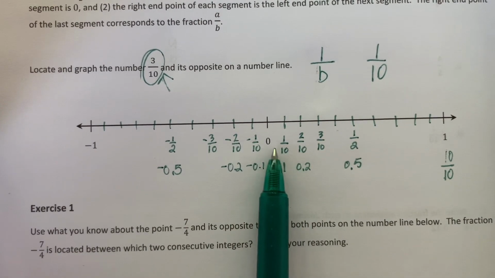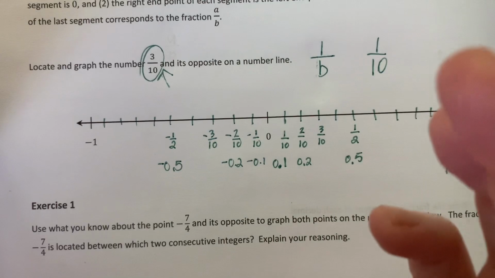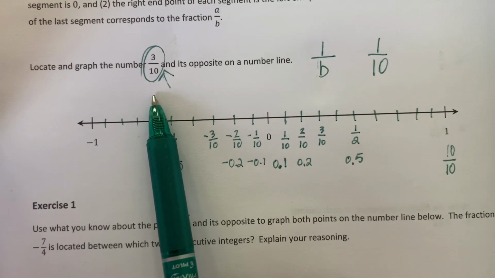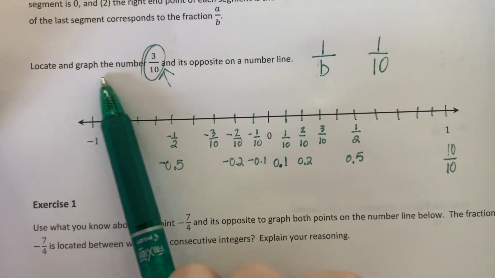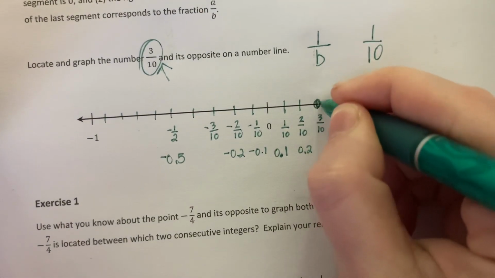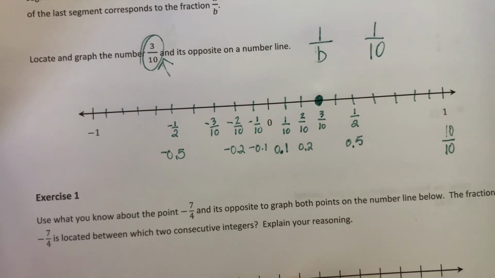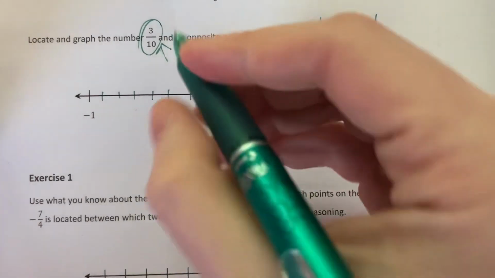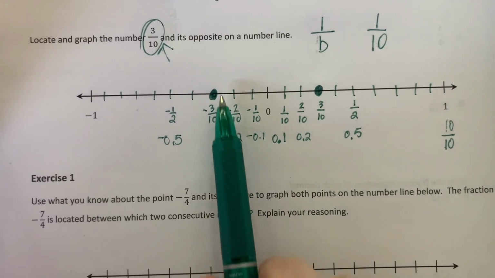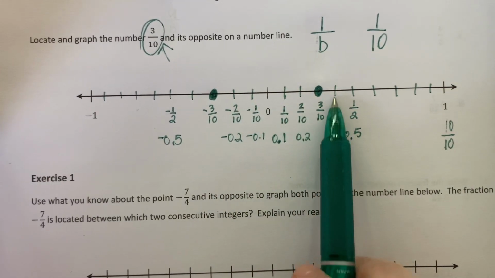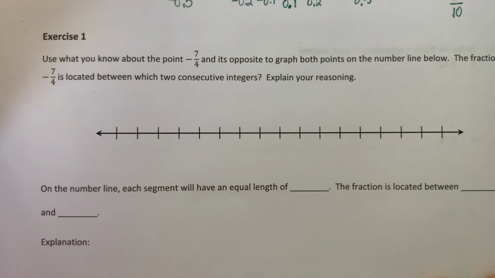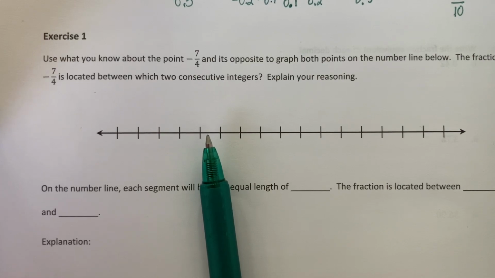So now what we have done is we have taken this number line and made it into smaller sections so that we can graph these fractions or the rational numbers that it might give us. So we are going to locate and graph the number 3/10 and its opposite. So right here we have 3/10, so I plot my point. The opposite of positive 3/10 is -3/10, so we graph it over on the opposite side. And you can see that they are the same distance from 0. Okay, what you need to do now is complete exercise 1, pause this video, and then check.